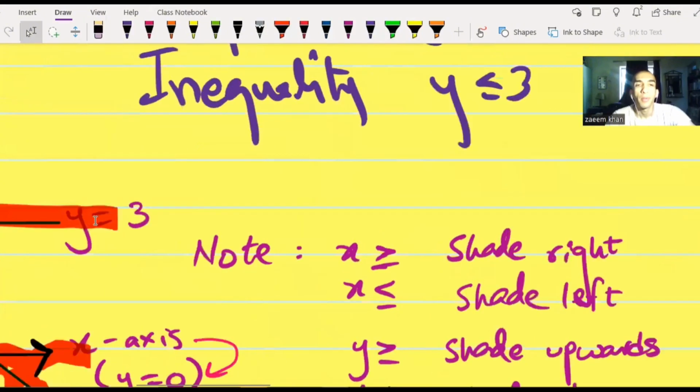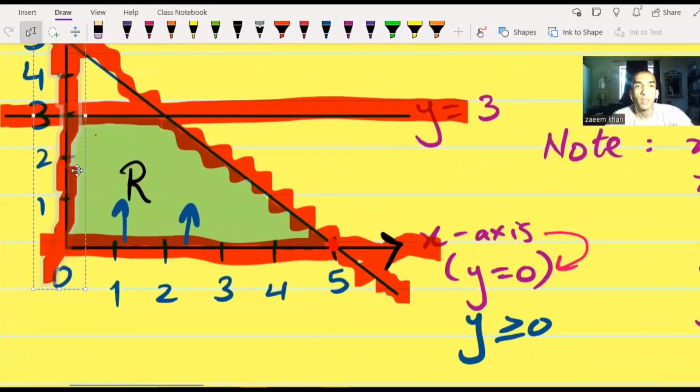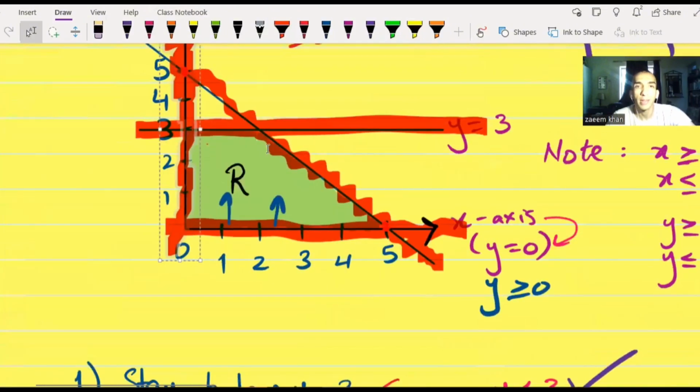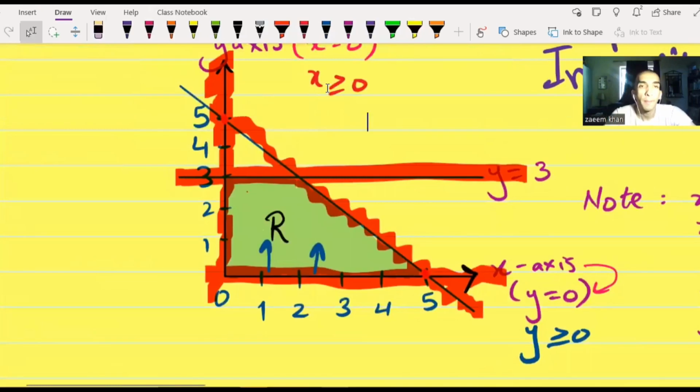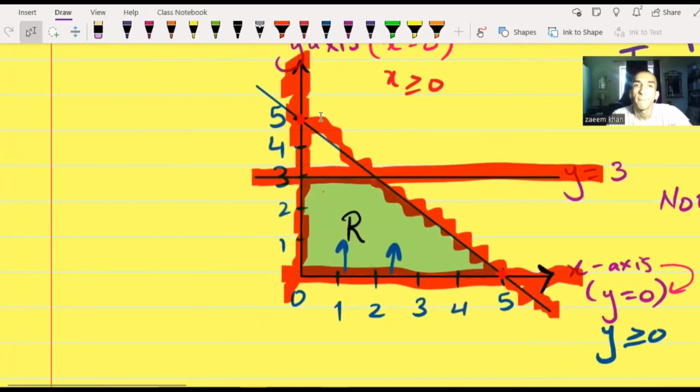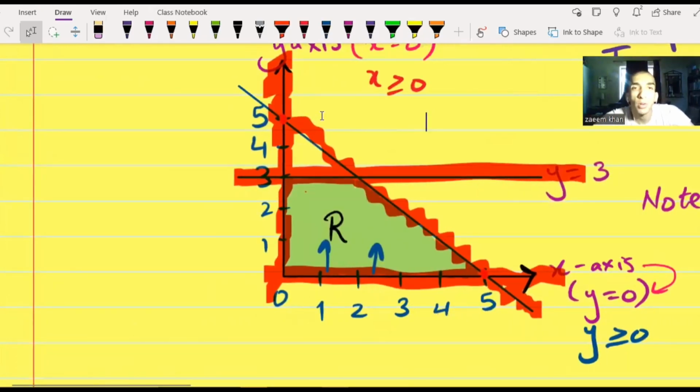Similarly, if I were to ask you to define this wavy line which is drawn in red, how would you find this equation? We've just done the entire ordeal. Yes, y is less than 3. We're already done with the straight lines that we highlighted in red. The only line we're left with is the wavy line drawn in red. How would you define the wavy line drawn in red?